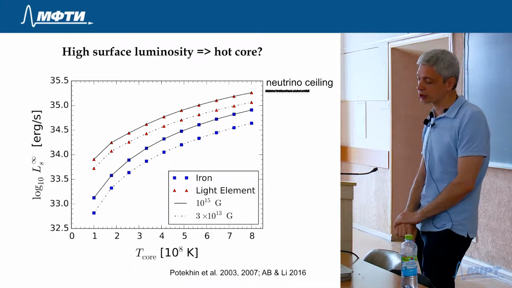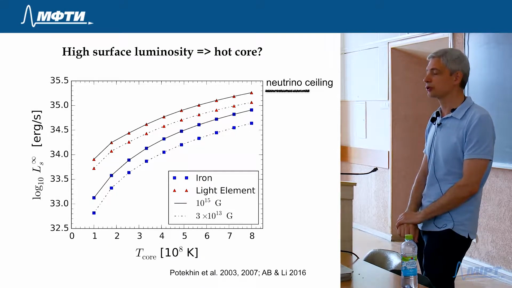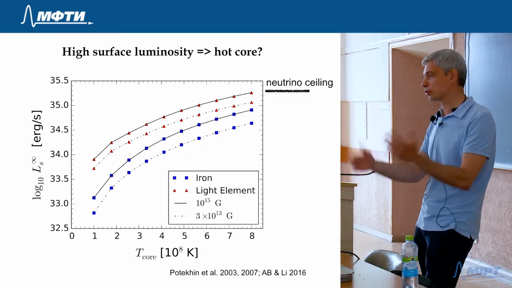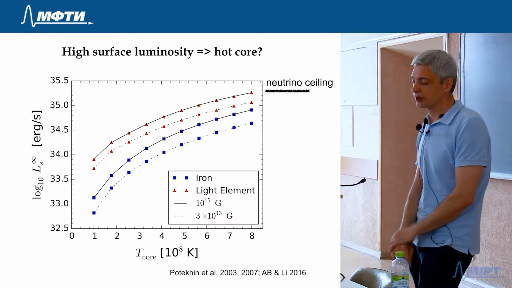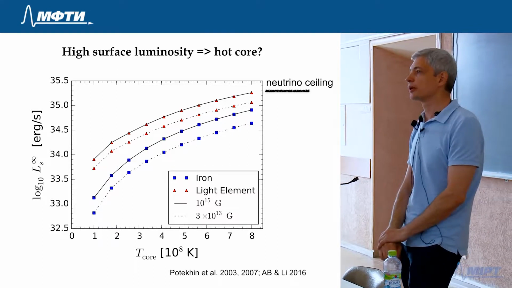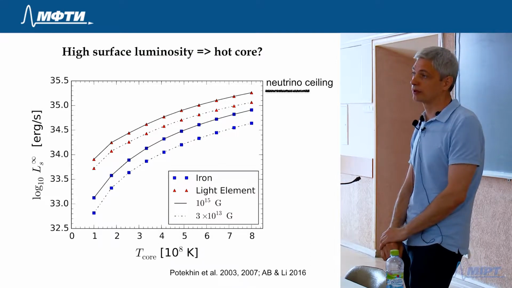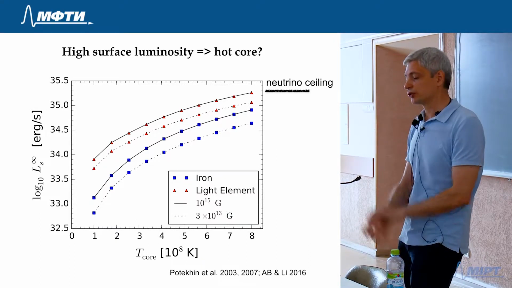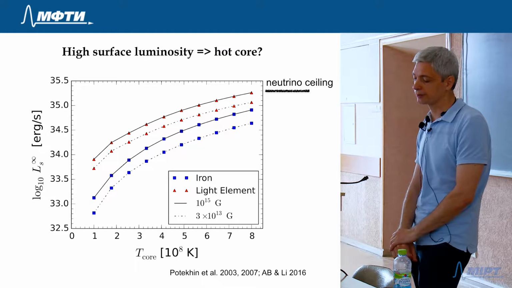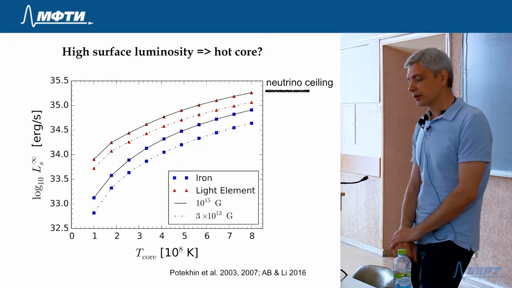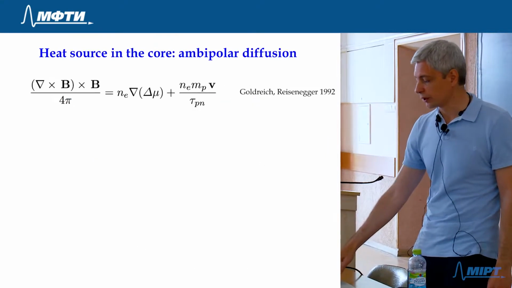So that was quite suggestive for the simple scenario that, okay, there is a heat source in the core. There was an early paper by Thompson and Duncan in the mid-90s where they basically speculated that, yes, magnetars have an internal temperature of 10^9 Kelvin, and there is a kind of self-regulation of their luminosity to 10^35 ergs per second. There is a problem with that, though.